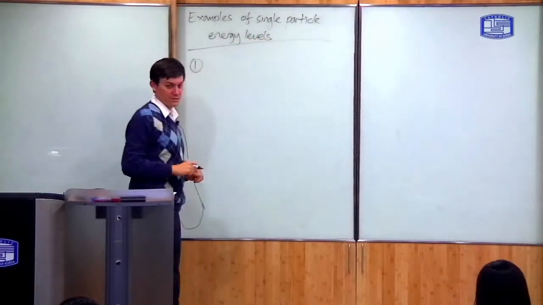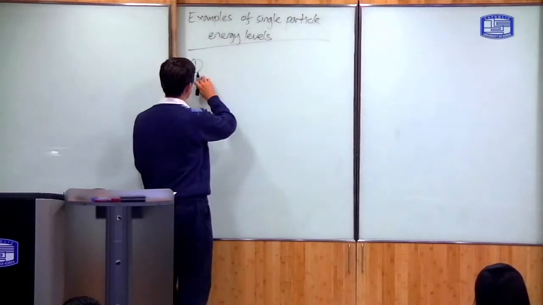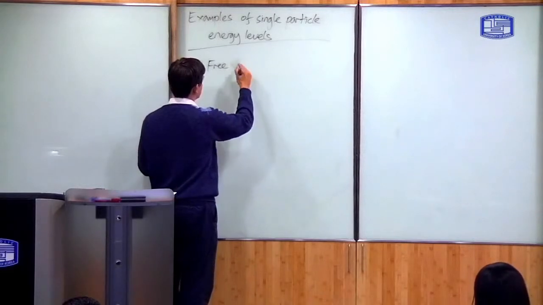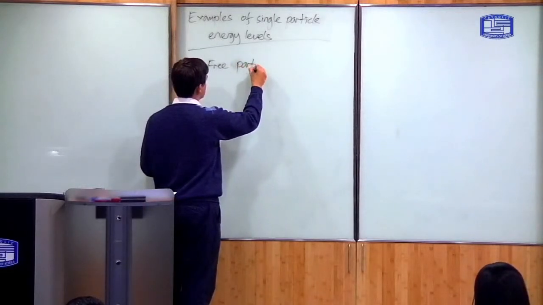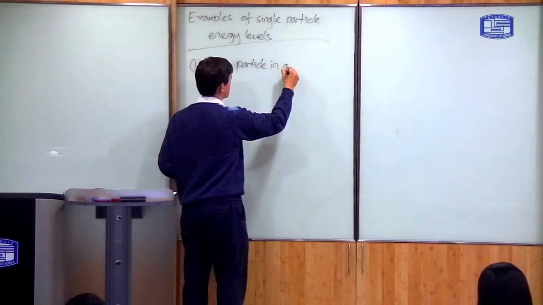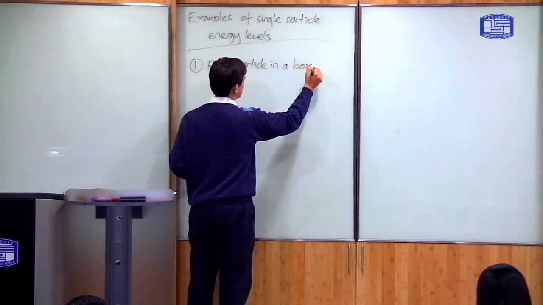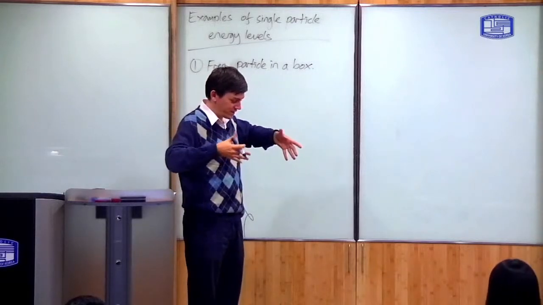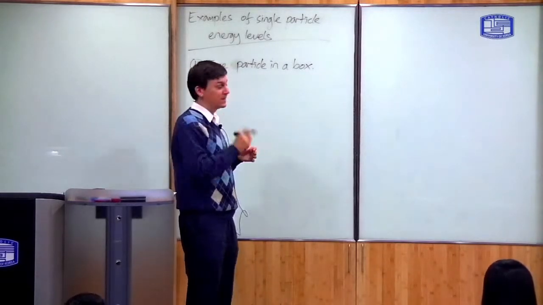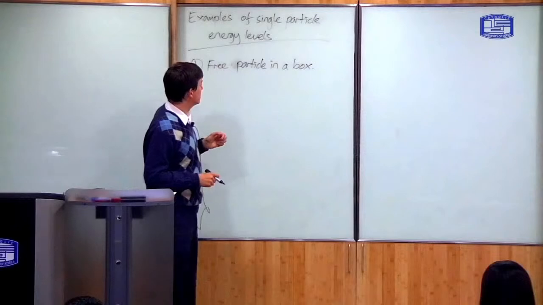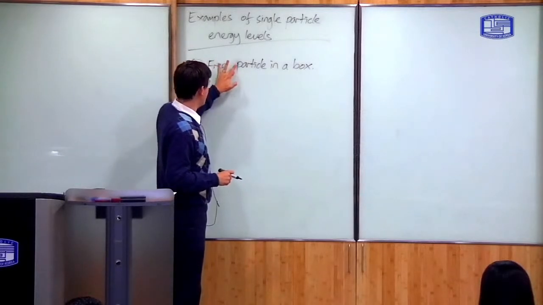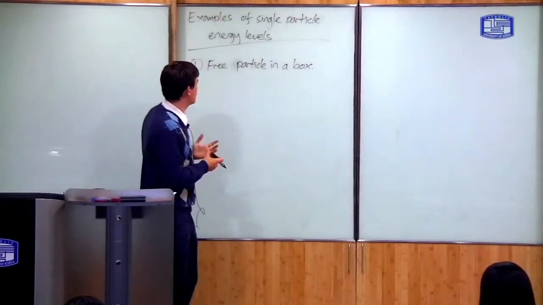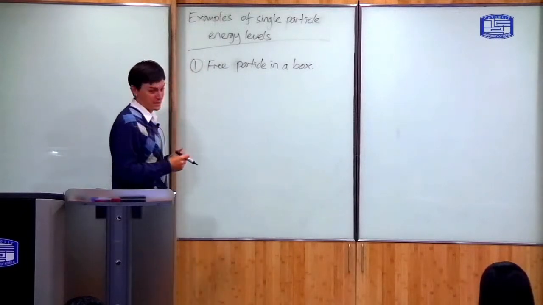And the first one we'll do is the simplest, and this is the free particle in a box. So we imagine we have a particle which is confined to move in a box of finite size, and we want to know what are the possible values of energy, in other words, kinetic energy, of this particle. It's free, so it experiences no potential, so all of its energy is kinetic.